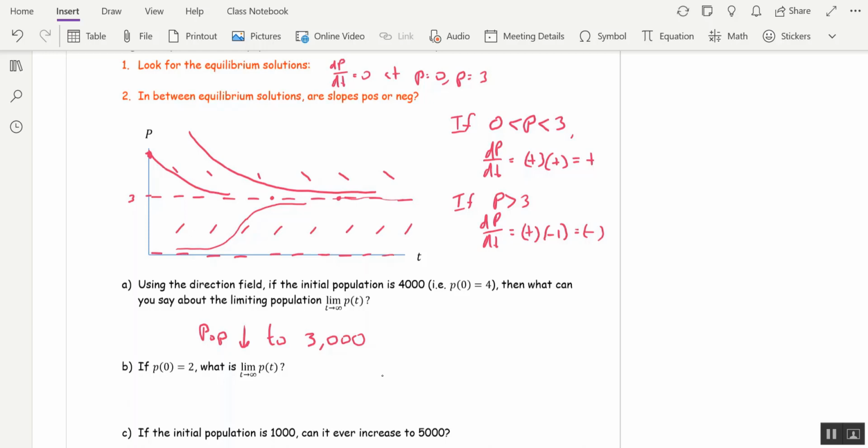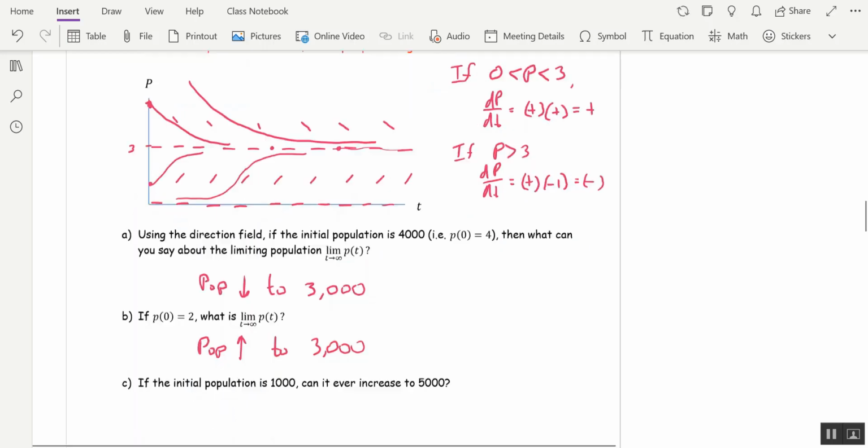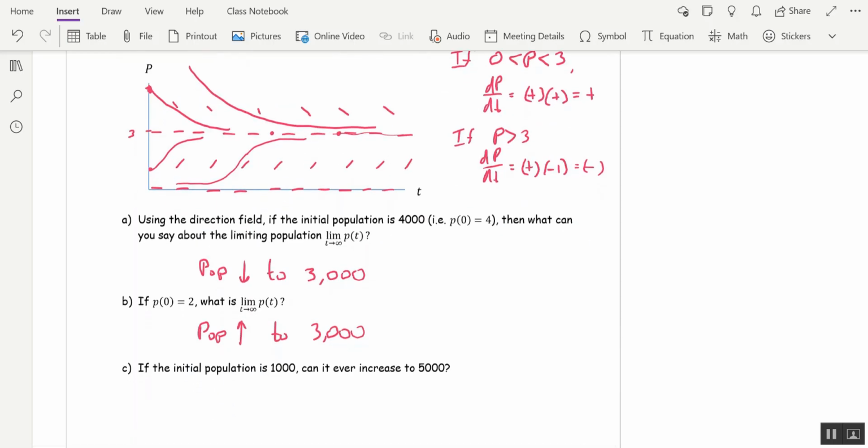If p of 0 is 2, what about the limiting population? So let's say we're starting out here. Well, we're going to have to go up and over, so the population is going to increase to 3,000. And then if the initial population is 1,000, can it ever increase to 5,000? So if you start down here, can you ever end up here? And no, if you start at 1,000, it cannot exceed 3,000.